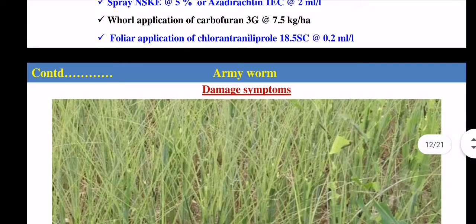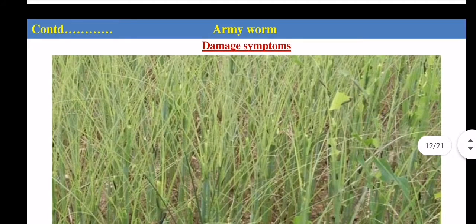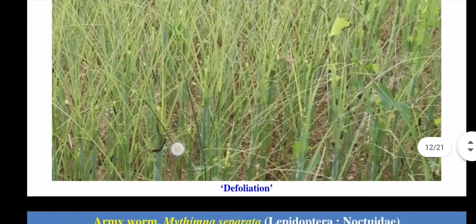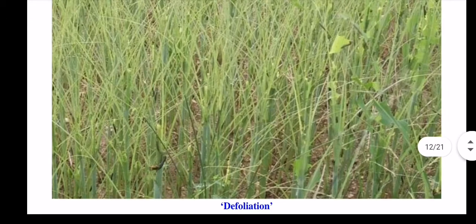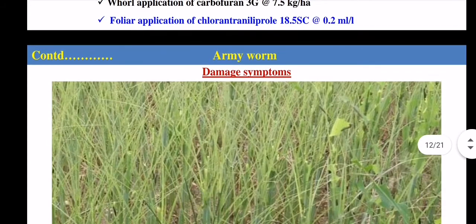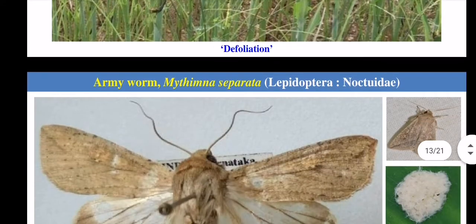Then the next important pest of this crop is the armyworm. It is a very severe and common pest found in different sorghum growing areas. This is the nature of damage. It is a defoliator. I already explained that some are defoliators and some are sucking pests. So armyworm is a defoliator.